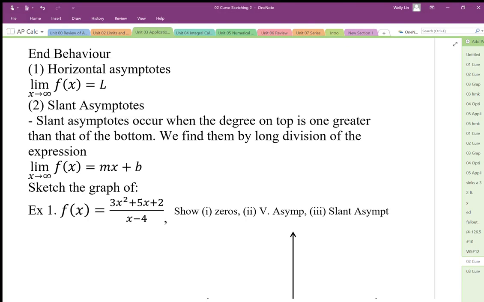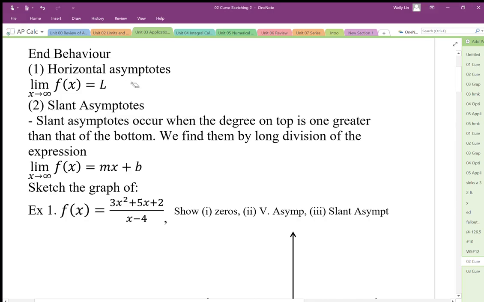So when we're graphing these ones, we want to look at the endpoint behavior of these functions. And endpoint behavior is essentially horizontal asymptotes and slant asymptotes. So what's happening as x goes to infinity or negative infinity? If there's a limit, okay, that means that it's going to go to a certain y value.